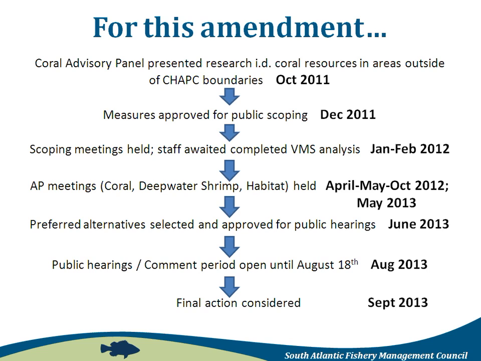The Council reviewed the Coral AP recommendations at their December meeting in 2011 and approved the measures for public scoping at that time. So the scoping meetings were held to scope these issues and to gather initial public input, so as to provide some initial guidance to the Council during their deliberations at their March Council meeting. So the public scoping meetings were held in January and February of 2012. We've had a number of advisory panel meetings to discuss this developing amendment. The Shrimp and Deepwater Shrimp APs met in April of 2012. The Habitat AP and the Coral AP met in May of 2012, and the SSC has reviewed the amendment during a past couple of their meetings.